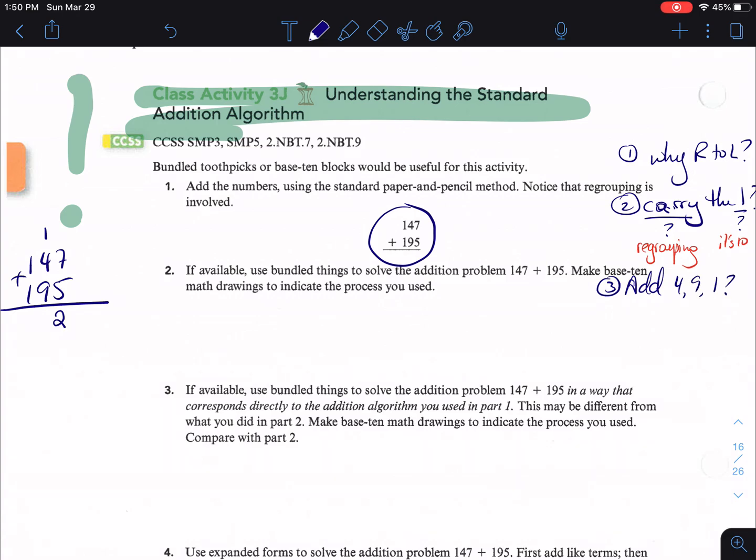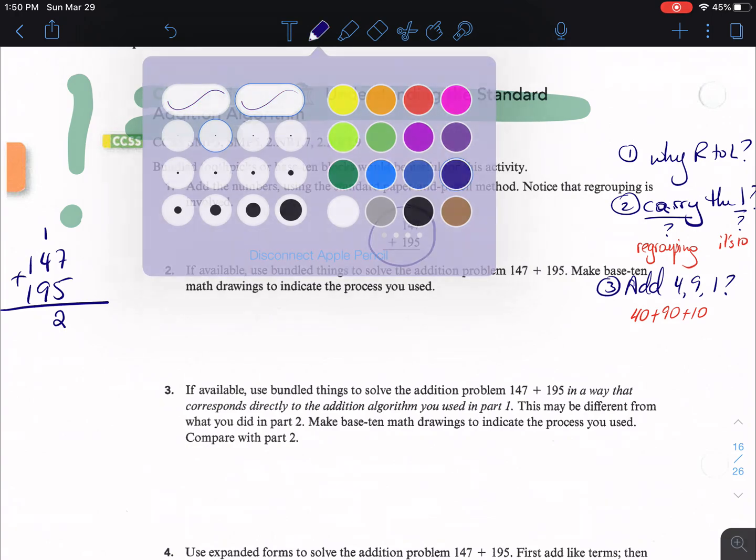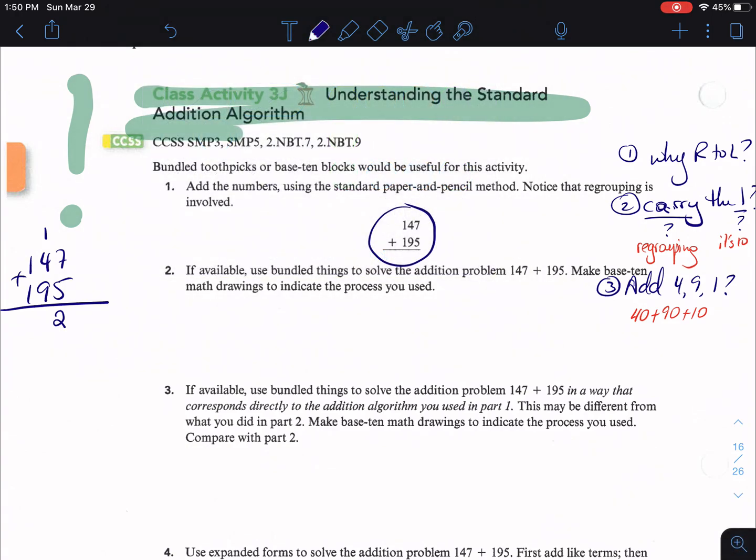Are we actually adding 4, 9, and 1? Well, no, we're actually adding 40 and 90 and 10. If children have a good concept of place value, they don't understand where these 1 and the 4 and the 9 are. In order to connect to what they already know, we need to be looking at 10 plus 40 plus 90. And then what we say is that that's a 4, carry the 1. Oh my goodness. So that's 4, carry the 1.